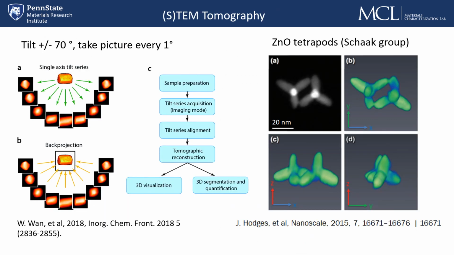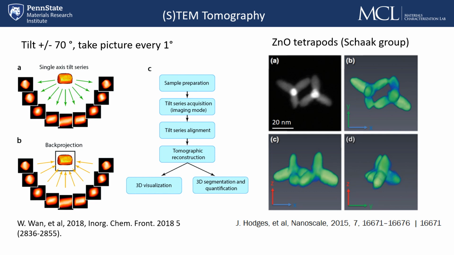And again, just like with FIB and CT, we can also do tomography in the TEM. When we're doing tomography in the TEM, we're tilting the sample plus or minus 70 degrees, taking an image at every degree, and then reconstructing the 3D volume from that stack of images.